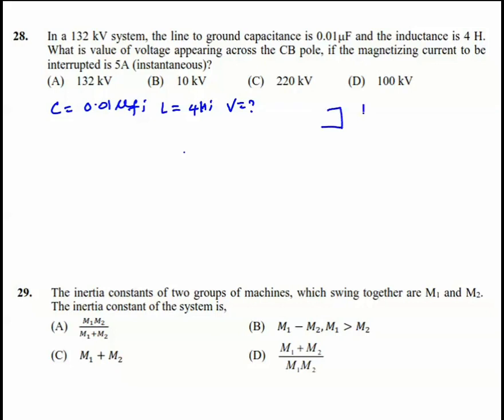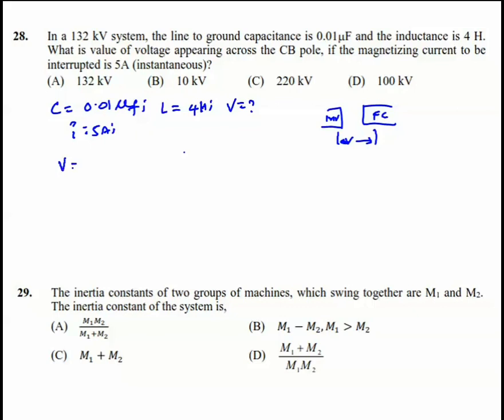So we have circuit breaker poles here. So let's say this is a fixed one and this one is a moving one. So we need to find what is the voltage across here between these two contacts, if the magnetizing current to be interrupted is 5 amps. So I is nothing but 5 amps is the current to be interrupted.